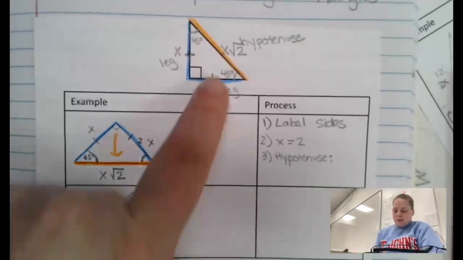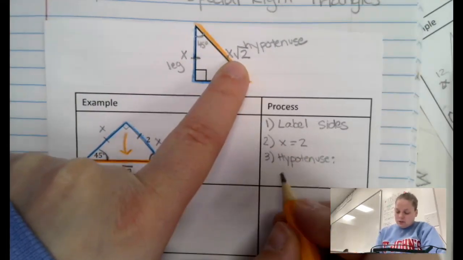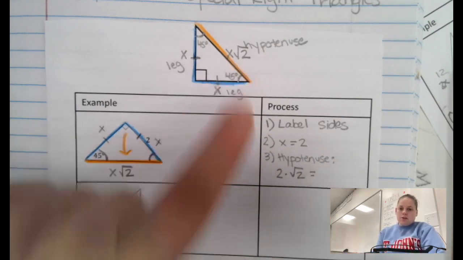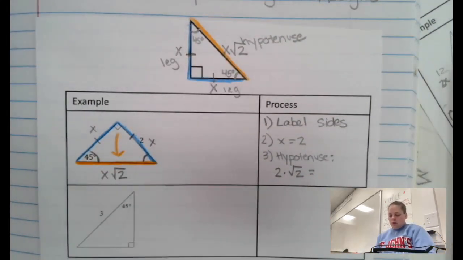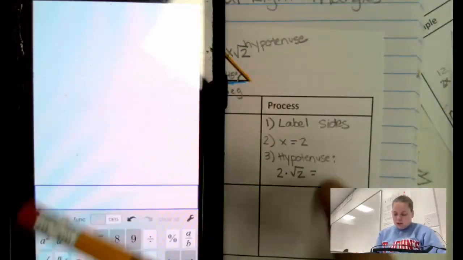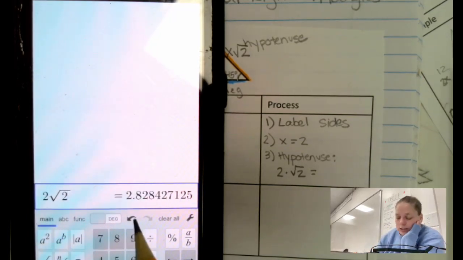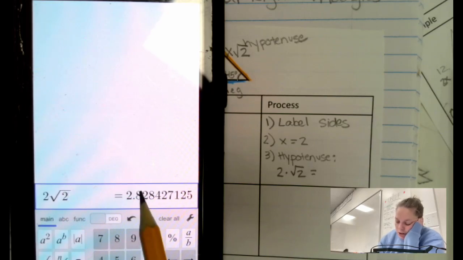All right, and our hypotenuse is x square root of 2, so our x is 2, so we're going to do 2 times the square root of 2. And again, today we're just going to work with decimals. So even though you might have some teachers that eventually want you to keep it like that, today I just want you to type that in your calculator, call it good. 2 square root of 2 is 2.82. We're going to round to the nearest hundredth, so 2 decimal places.